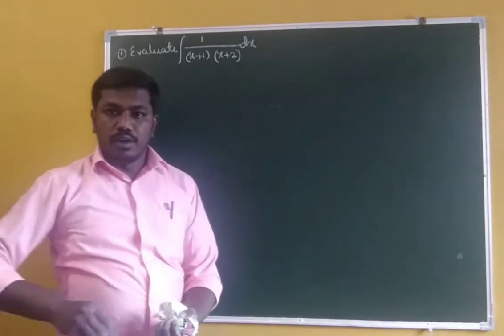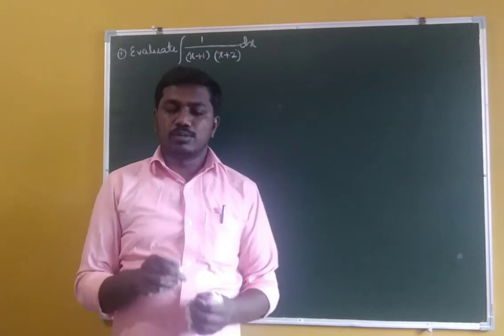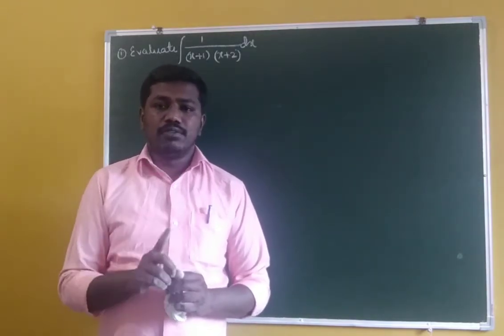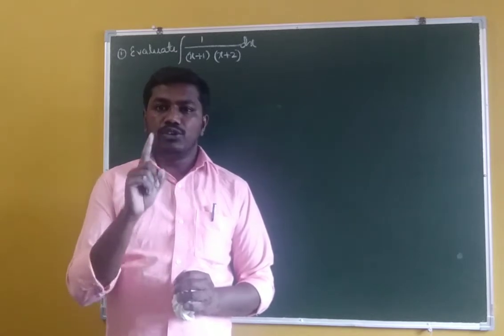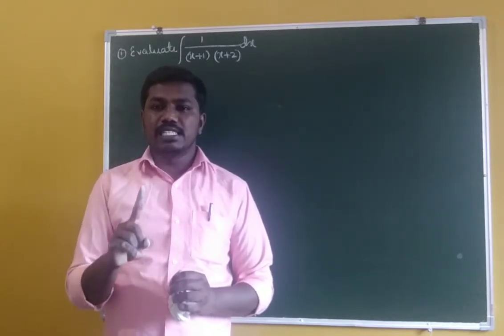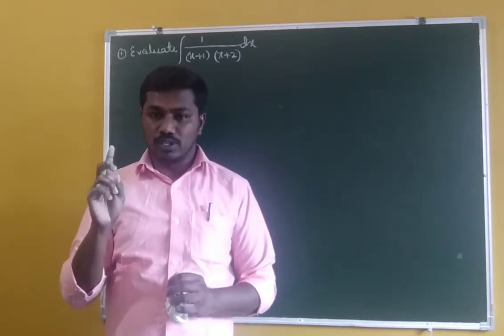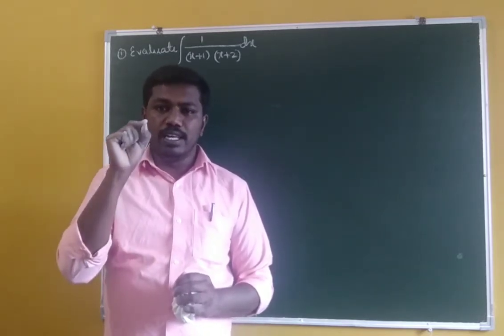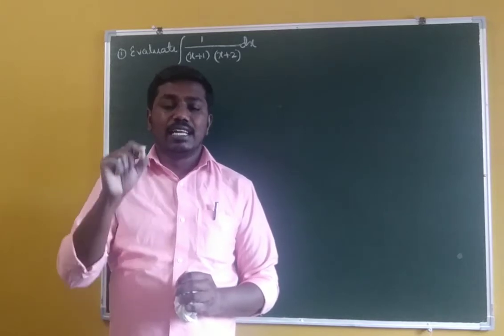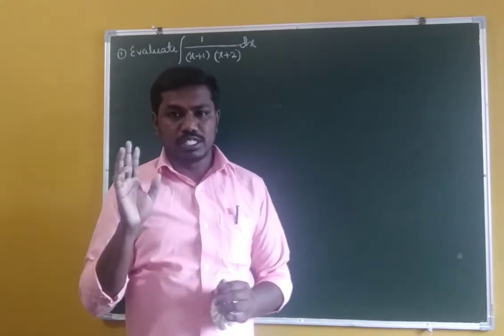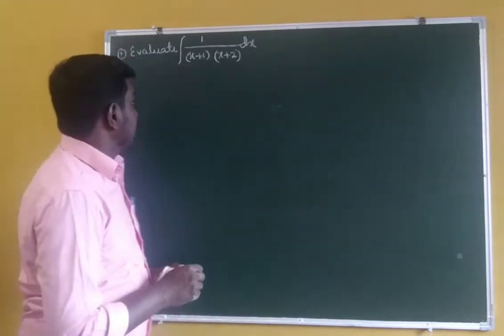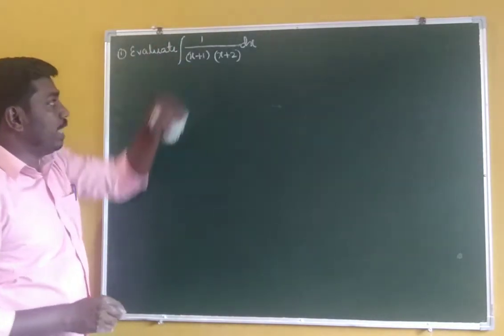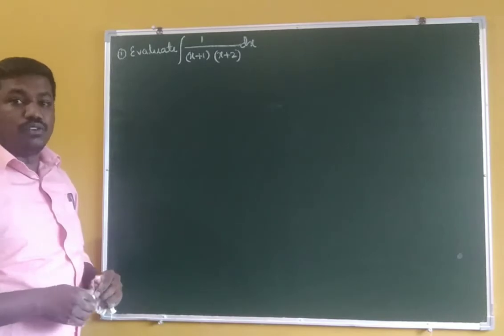Okay. In the first formula, there is a small mistake in the explanation. In proper rational functions, the degree of numerator must be less than the degree of denominator. We should correct this. Suppose we evaluate the integral of 1 over x plus 1 into x plus 2.